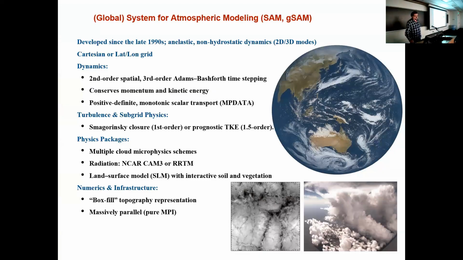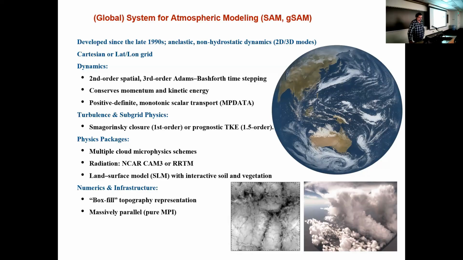So some of you probably know about my model, called System for Atmospheric Modeling, or SAM. Over the past several years, it grew up into a global version on a latitude-longitude grid. It's a pretty versatile model. It has a finite difference dynamical core and pretty good numerics. It considers not only momentum, of course, but also kinetic energy, which is important for global simulations.